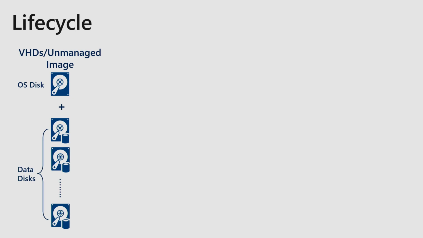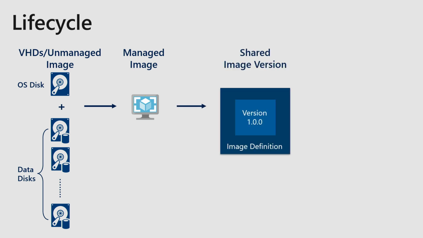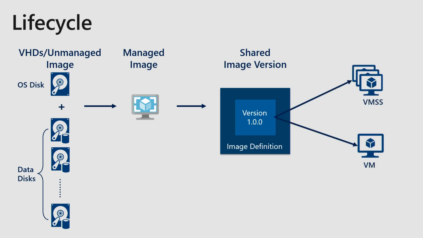Now, talking about the life cycle, if you have unmanaged images today, which are basically just a collection of one OS disk plus multiple data disks, what you need to do is create a managed image from it. Once you have a managed image, you can create an image version from it. And once you have an image version, you can deploy a VM scale set or a VM from it.